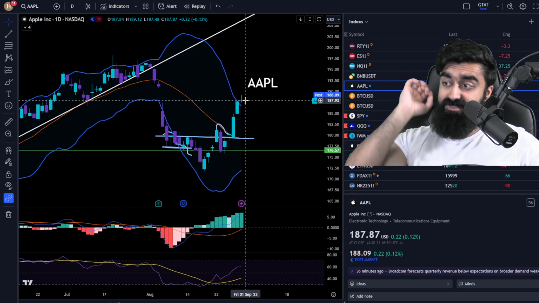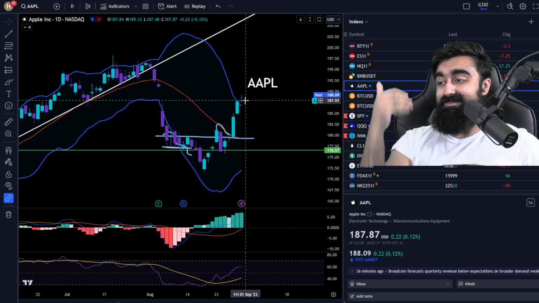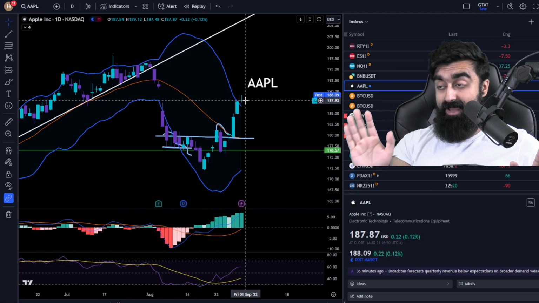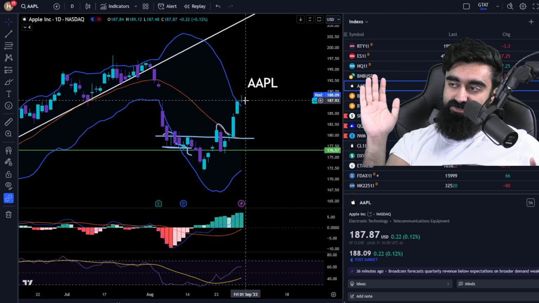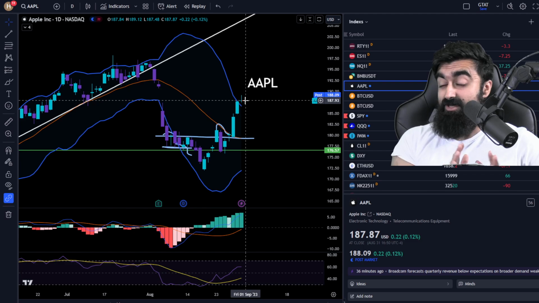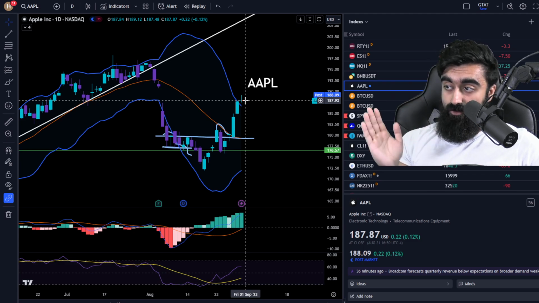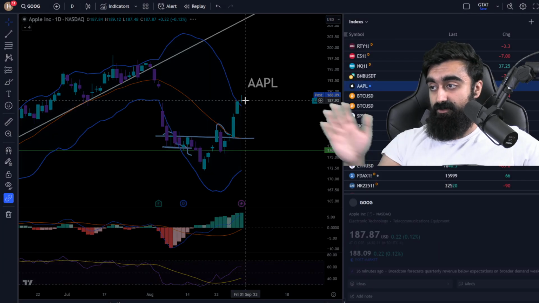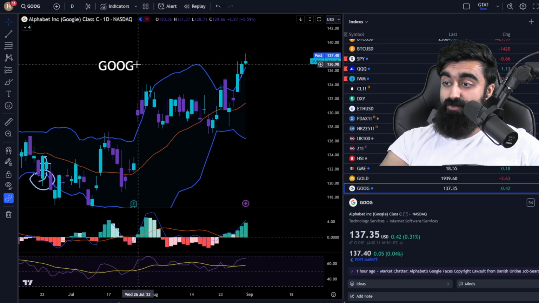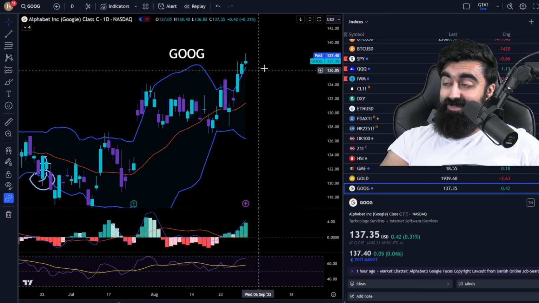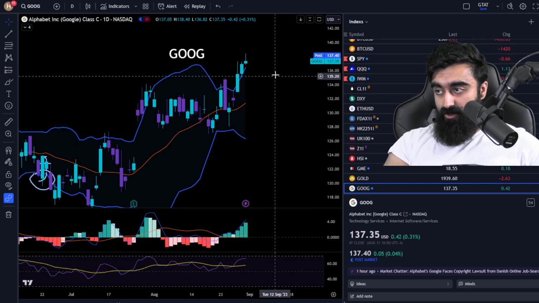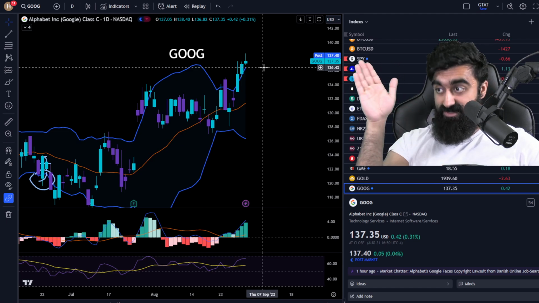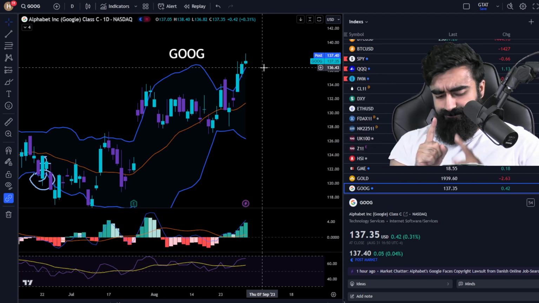When things are overextended to the upside, there generally is not as much room to go to the upside. So we're seeing Apple starting to get a little bit overextended. That means that there isn't as much room to go for the overall market, in my opinion, based off of this. Next, let's take a look at Google. Google, similar situation. Google is also trading well outside of the upper level of the Bollinger Band. Same exact concept. So Apple and Google are both skyrocketing outside of the upper Bollinger Bands.